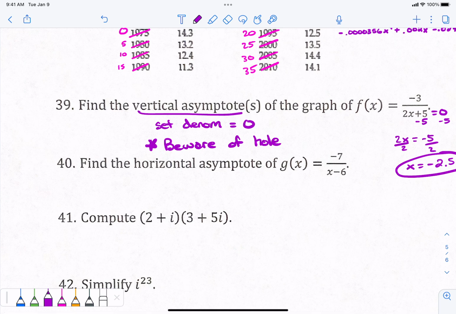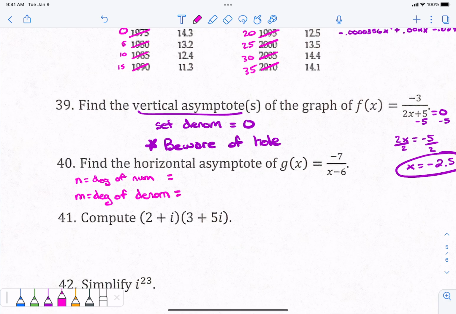Here are your rules for HA. What do you look at for HA, by the way? N and M. N is the degree of the numerator. If you don't have to write that down, don't write it down. M is the degree of the denominator. I usually like to write everything down. That way if your brain falls out while you're taking this test, you have it. Like you know what N and M are.